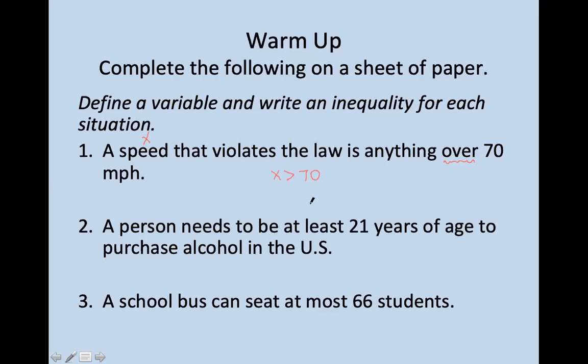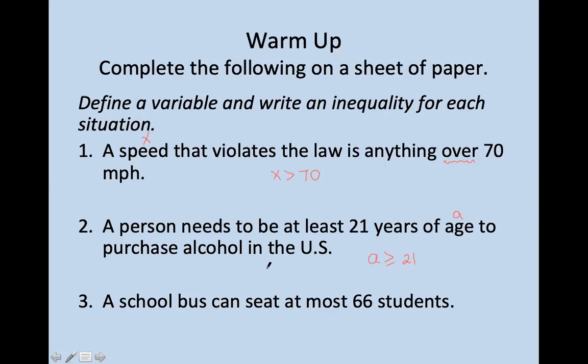All right, number 2 says, a person needs to be at least 21 years of age to purchase alcohol in the US. So I'm going to use the variable a to represent age. And it says a person needs to be at least 21. So I know they have to be older than 21. Can they be 21 and purchase alcohol? Yes. So if their age is equal to 21 or it's greater than 21, they can purchase alcohol.